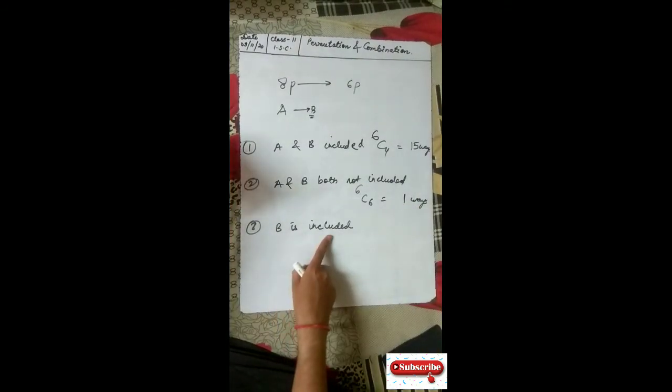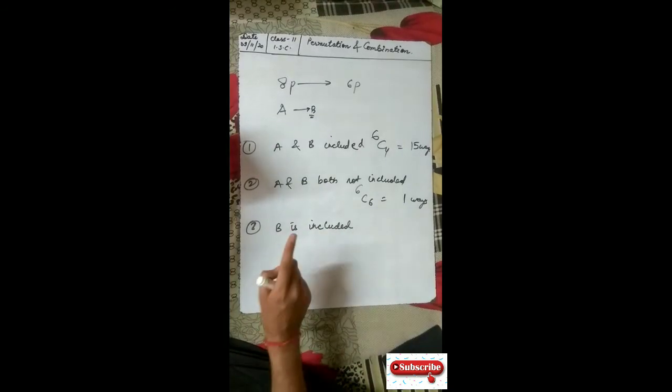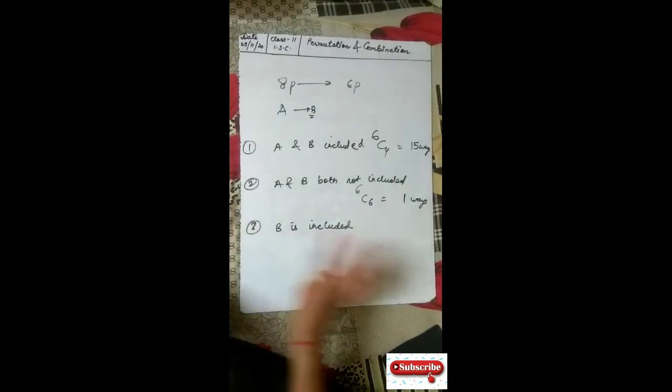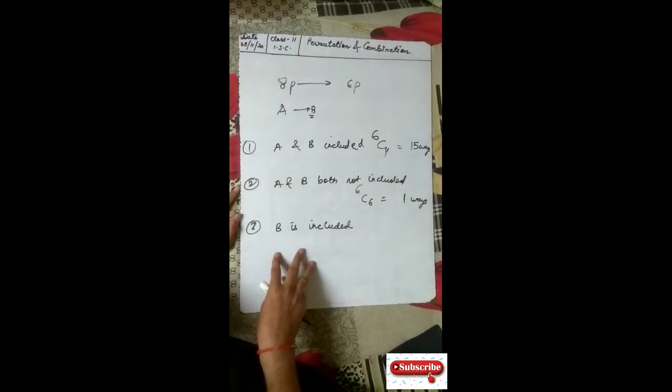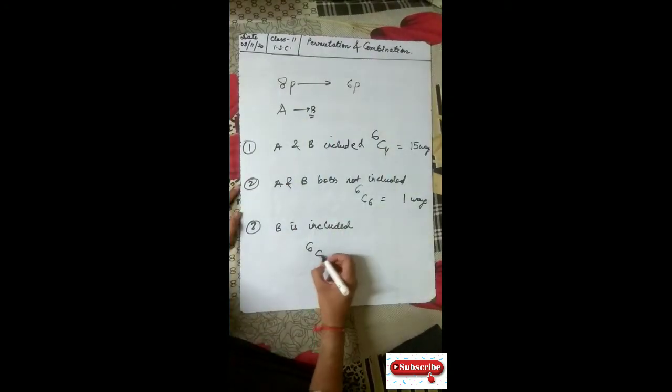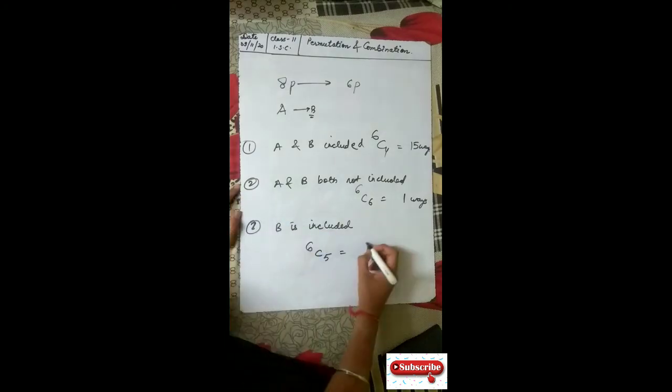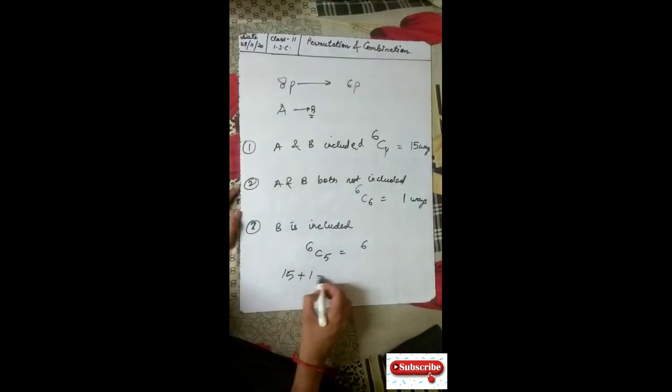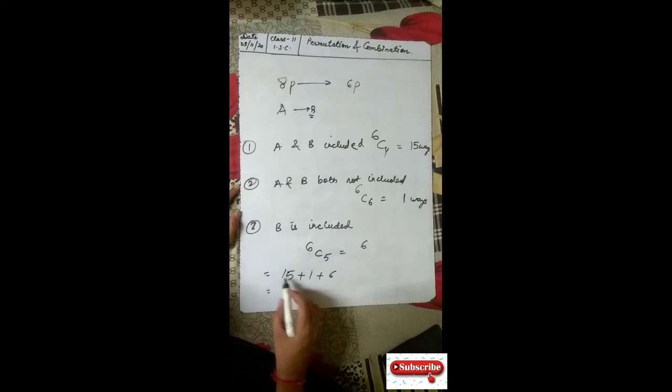B is included. Now you need to include B. Now A is not in this, B is included, that means A will not come. So from this one you have 6, and from here 1 B is included, so 5. 6C5. What is 6C5? 6. Okay, so total ways 15 plus 1 plus 6, that is 16 plus 6, 22 ways. So there are 22 ways. Okay, like this we will do. So let us head to the next exercise now.